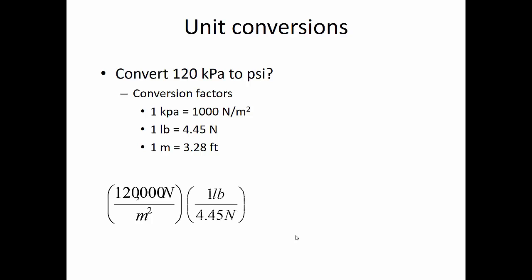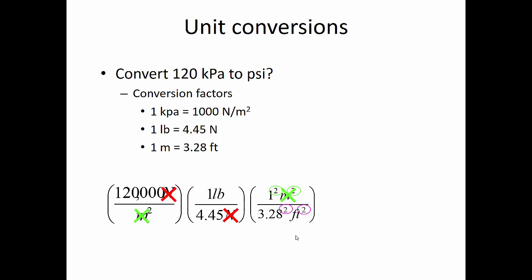Now, let's see if we can get rid of our newtons. If we use the conversion factor of 1 pound equals 4.45 newtons and place the newtons on the bottom, then I can cancel the newtons. Now I'm left with pounds per meter squared. I've got pounds, and that's what I'm looking for on the top, but I need square inches on the bottom. So I'm going to multiply this by 1 meter squared per 3.28 squared feet squared. Note that both the unit and the value have to be squared in order for this to work.